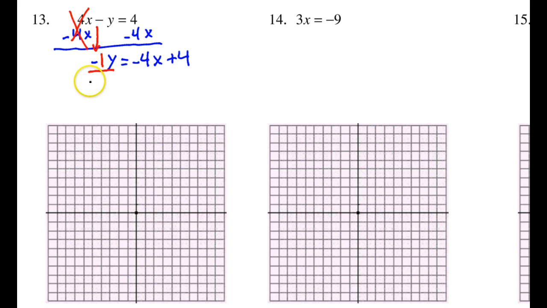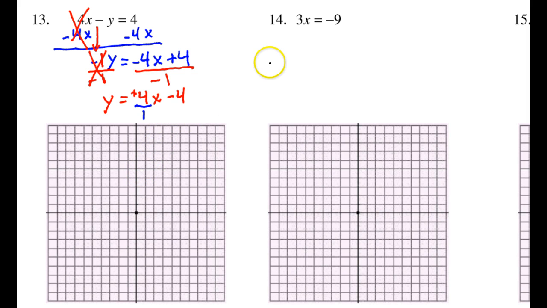Now we have a number to work with, so divide everything by that number. Dividing by a negative, or multiplying by a negative, just changes signs. Negative divided by negative is positive. Negative 4 divided by negative 1 is now positive 4. Positive 4 divided by negative 1 is now negative 4. So this negative 1 just changed these two signs: this one from negative to positive, this one from positive to negative. And of course we have to know that this 4 is 4 over 1. And then you can go ahead and graph.